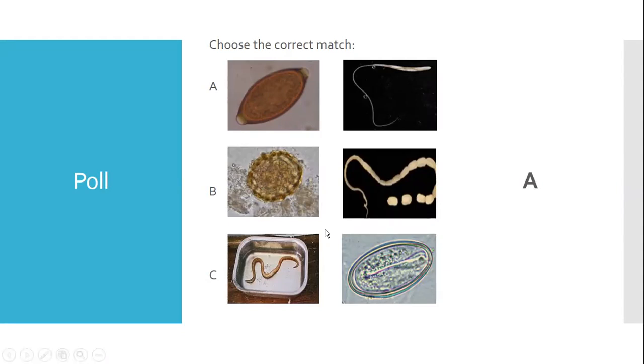So I think that maybe the last one is a little bit difficult because it can be hard to say what egg that is. I haven't given you a scale for it, but that is clearly Ascaris lumbricoides. Well done, everyone.